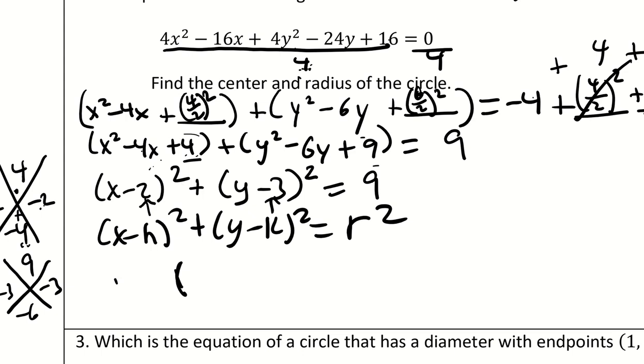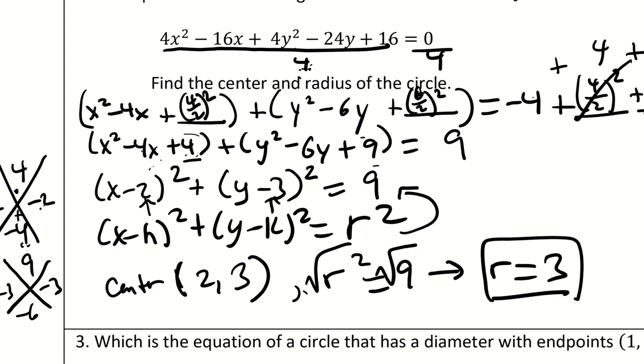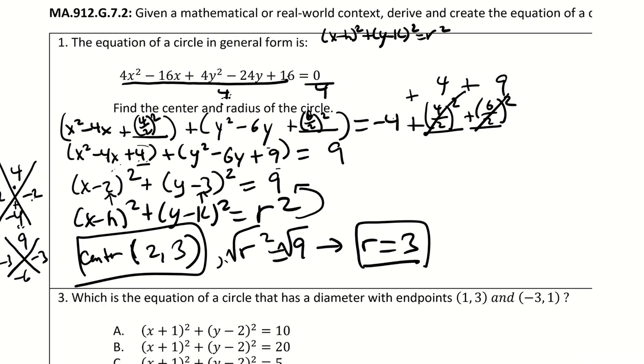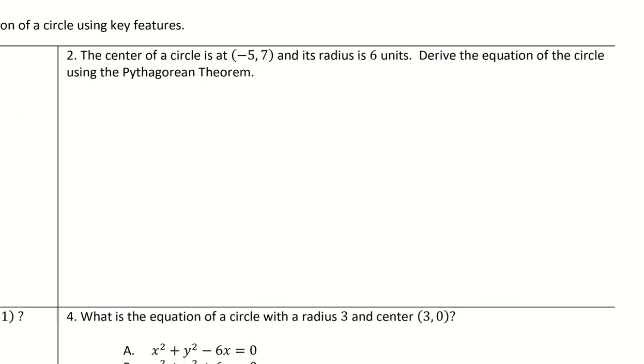So that means our center is 2, 3, because remember our center is h, k, and our radius squared is 9, which means that our radius itself, you got to take the square root to get the radius, is 3. So the radius is 3, the center is 2, 3. And that's how you do that. So that's an advanced problem. We wanted to start out with the advanced one before we move on to the simpler ones.